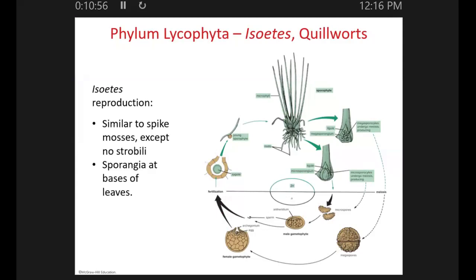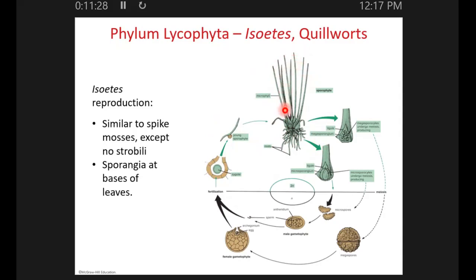Okay, and then this phylum also has the Isoetes or the quillworts. So phylum Lycophyta has several different groups. Isoetes or the quillworts, you can see why they call it the quillworts, because the sporophyte is spiked up like that, again, kind of similar to the hornworts that we saw in the bryophytes. And then they don't have any strobili at the tips of their quills, so to speak.